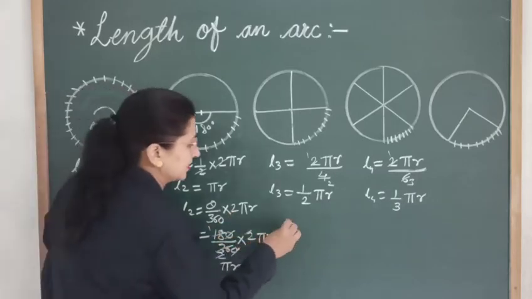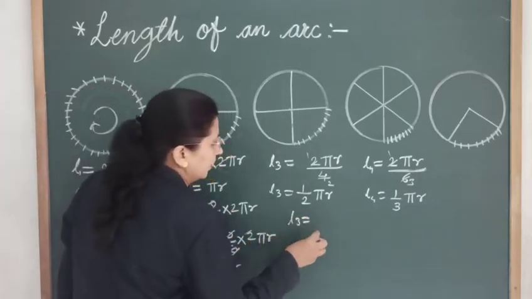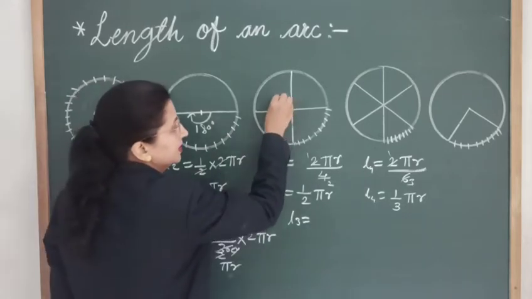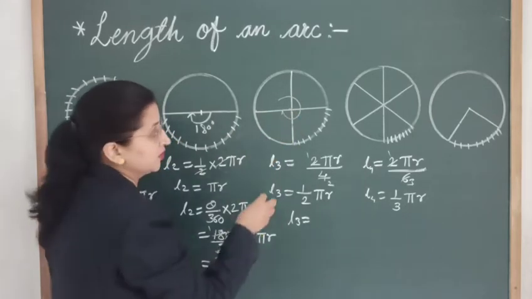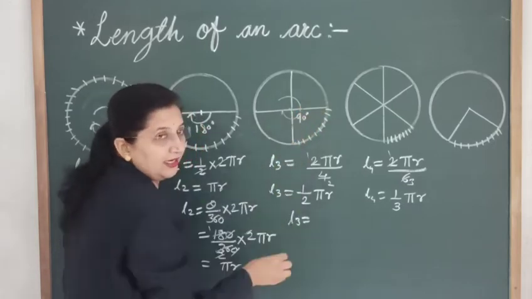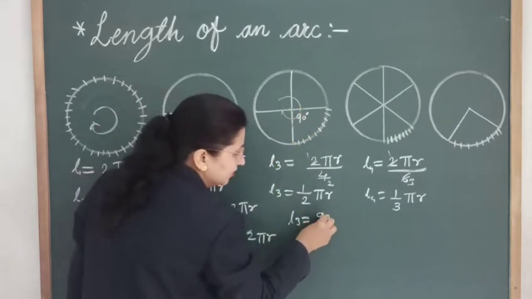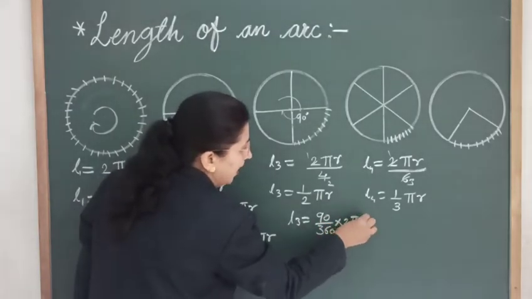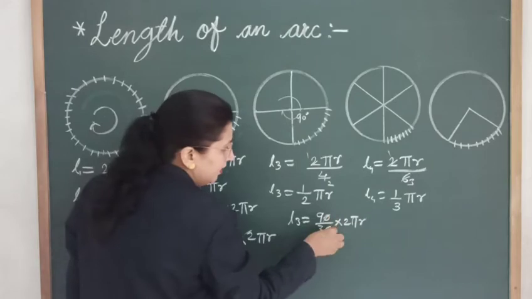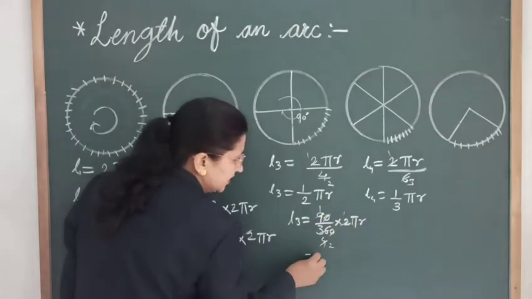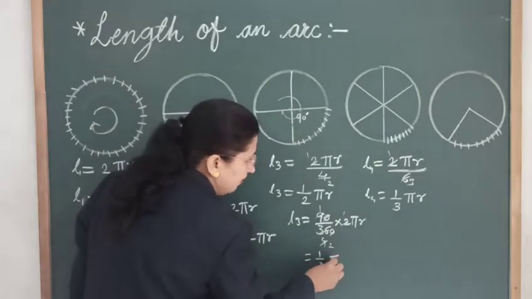Now in this case, L3 is equal to theta upon 360. What will theta be here? 360 gets divided in 4 equal parts, so each angle will be 90 degrees. Theta will be 90. So 90 upon 360 into 2 pi r. Here 9 ones are 9, 9 fours are 36, so in this way we get 1/2 pi r.